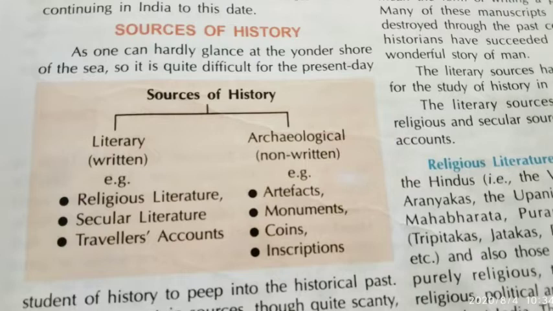And now let's see the archaeological sources. These sources are those which have significant effect on the writing of ancient history. They are inscriptions, coins, monuments, etc., which are non-written sources of history. Now let's see the artifact.